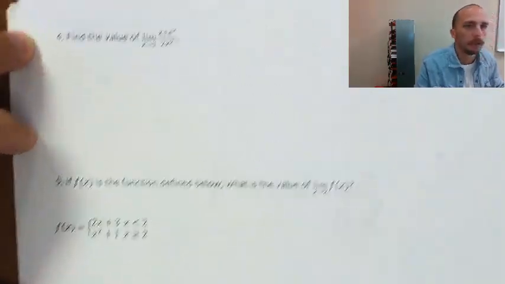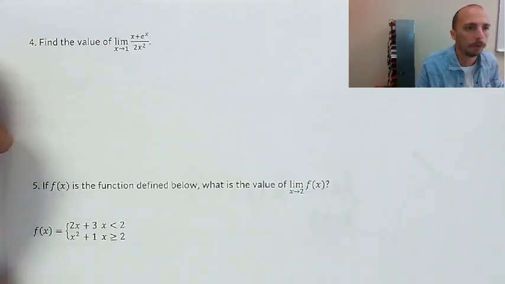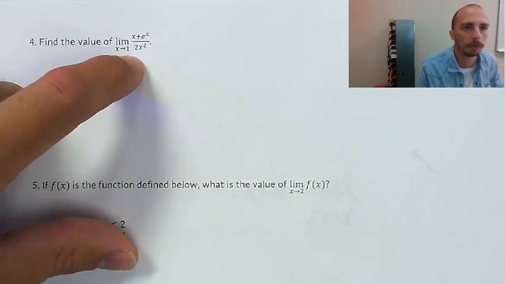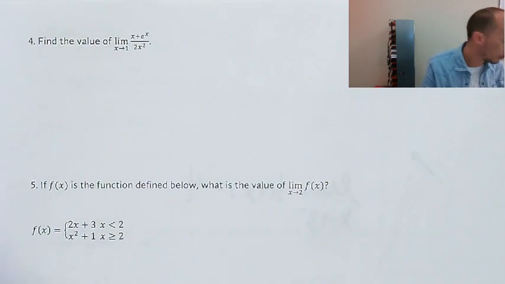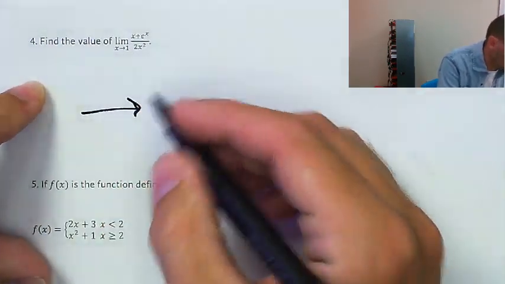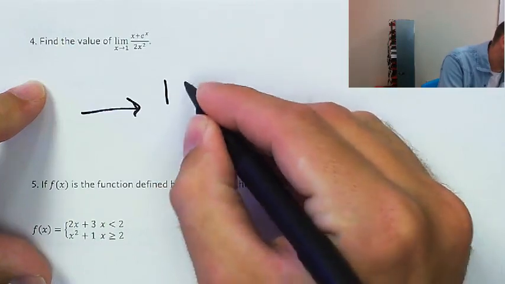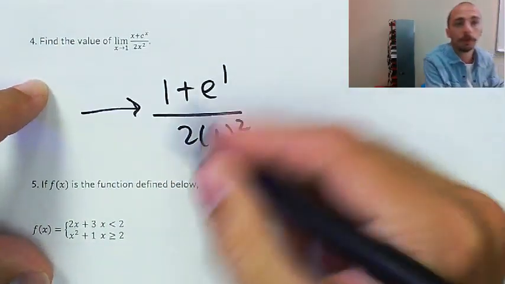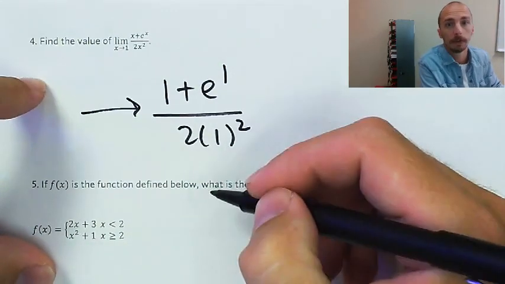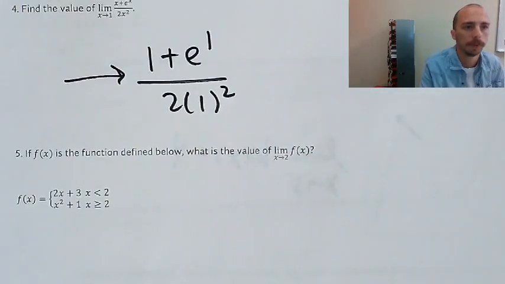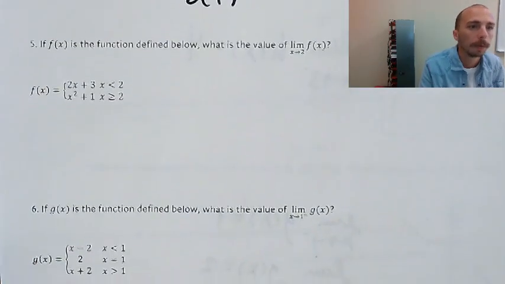All right, find the value of the limit as x approaches 1 of x plus e to the x over 2x squared. Oh, this is the one that's the same on form I. I forgot to change it. Didn't need to be changed a whole lot. We're just going to plug in 1. This is just a number, and it's not division by 0, so we're going to stop there, right? That's just some number. Definitely not a rational number.